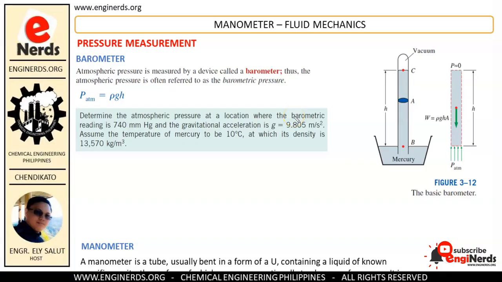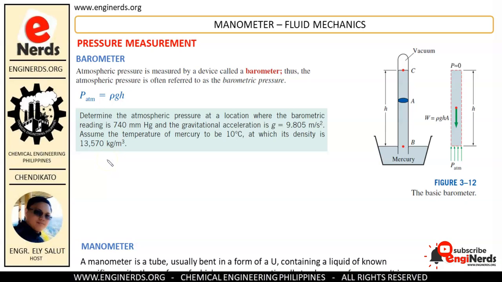Hi guys! So in continuation of our lecture about pressure in static fluid under the Fluid Mechanics course, we will be discussing now about manometer, which is a pressure measuring equipment. But before that, let us first discuss what is a barometer. Atmospheric pressure is measured by a device called a barometer. Thus, the atmospheric pressure is often referred to as barometric pressure.